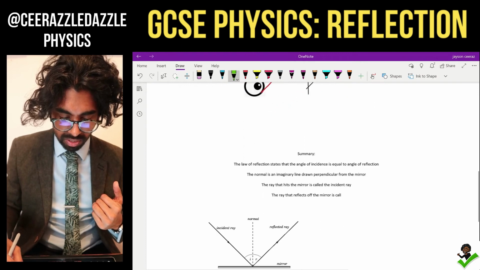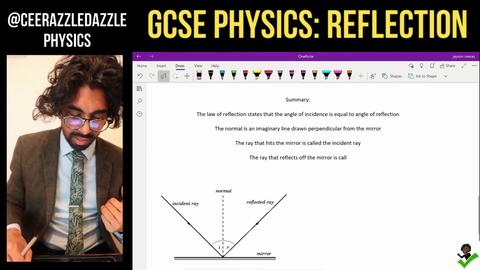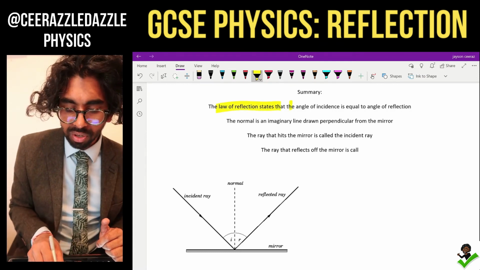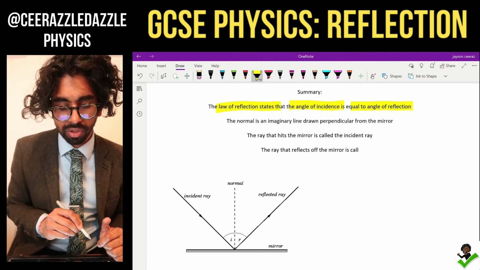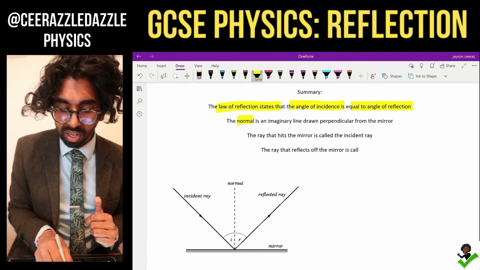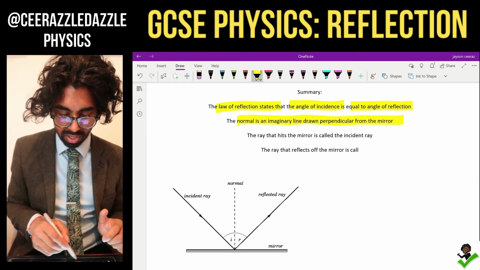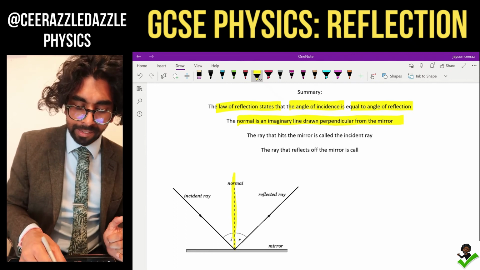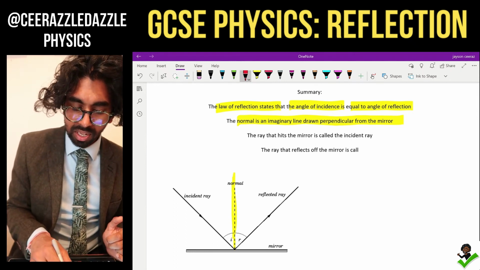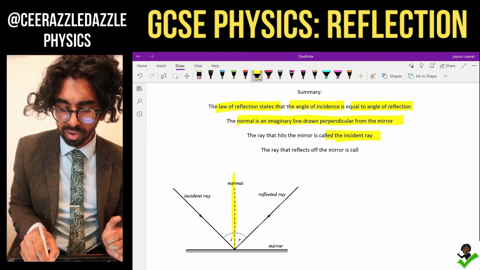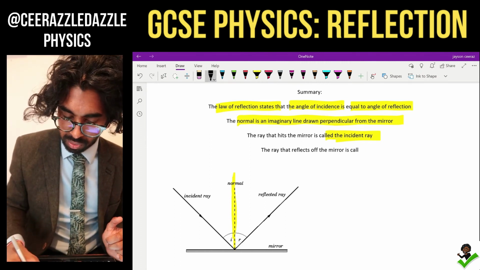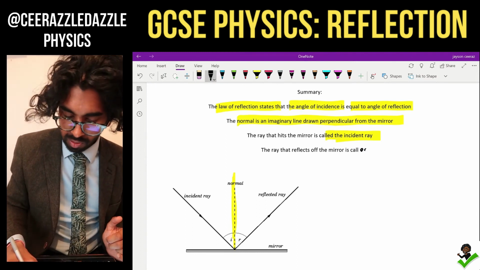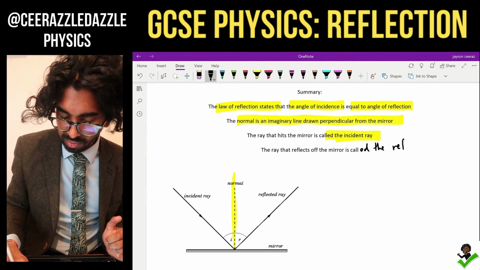Right, now to summarize. Let's go for the summary. Let's highlight the key words. The law of reflection states that the angle of incidence is always equal to the angle of reflection. The normal is an imaginary line drawn perpendicular from the mirror. So look here in this diagram. The normal over here is perpendicular to the mirror. The ray that hits the mirror is called the incident ray. The ray that reflects off the mirror is called the reflected ray.